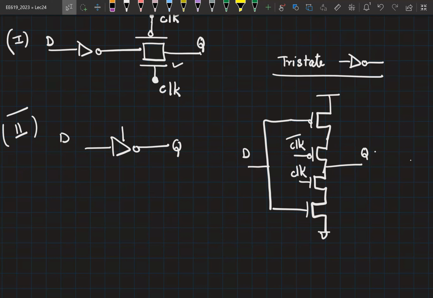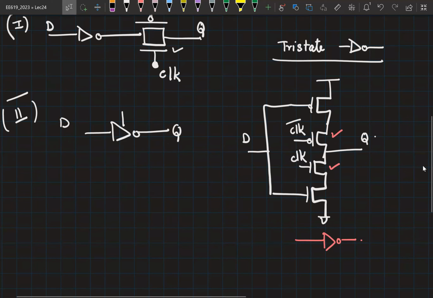When clock is equal to 1, NMOS is on. When clock is equal to 1, which means clock bar is equal to 0, PMOS is also on. Then functionally, this reduces down to an inverter. So your output can be 0 if your input is equal to 1. Your output can be 1 if your input is equal to 0. And if clock is equal to 0, that means that both these transistors are off. Then your output is in high impedance. So the output can take 3 states. Therefore, this is called a tri-state inverter.